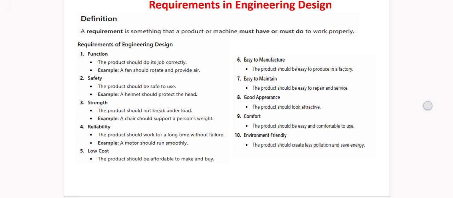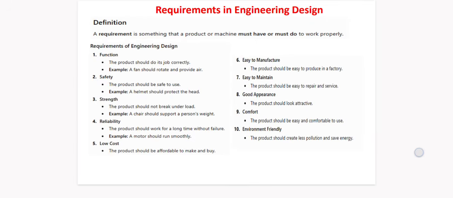Example, a fan should rotate and provide air. So, what is the function of the fan? It should rotate and provide air. That is the primary function of the fan. So, the functional requirement describes what the product should do.